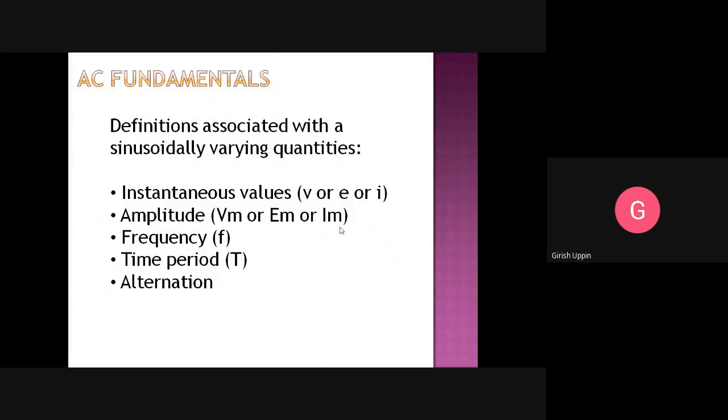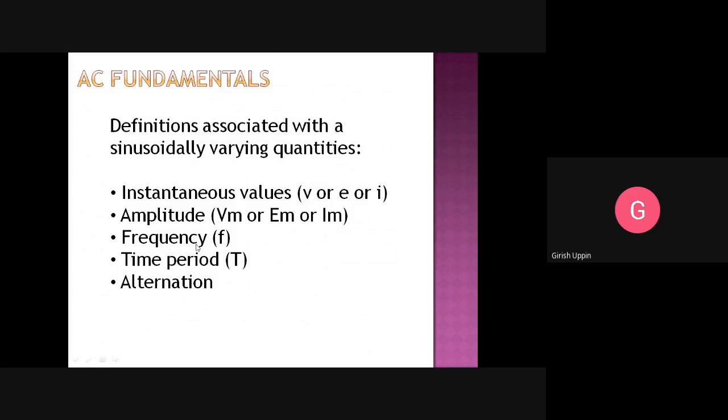And now in your household, you say that 240 is the voltage. Now we will think, what is that 240 volt? Is it Vm? No, it is not Vm. We will come to that a little later, and we'll understand what is that 240. And also we will come up with a mathematical equation for your household voltage.